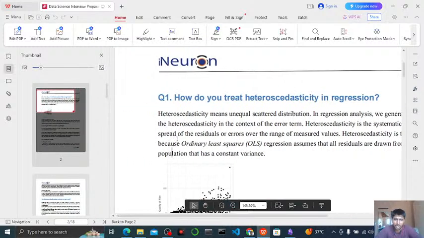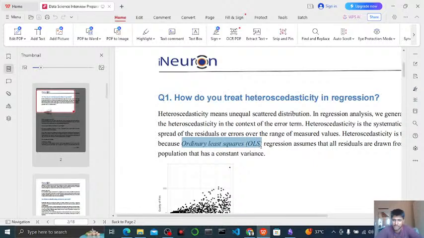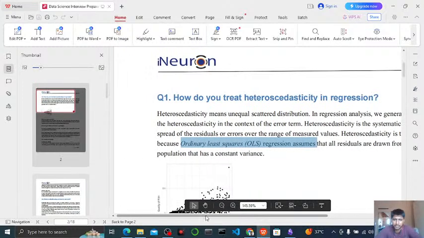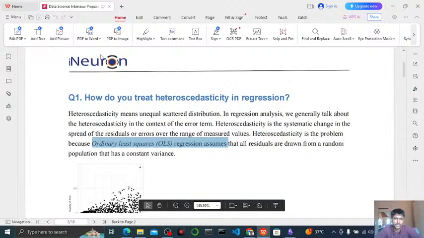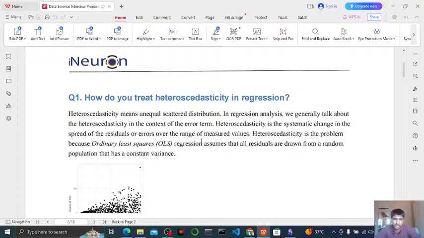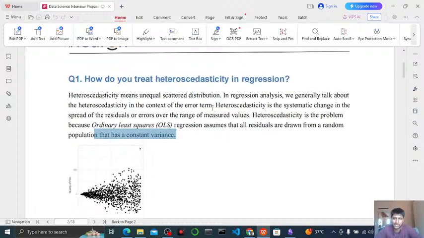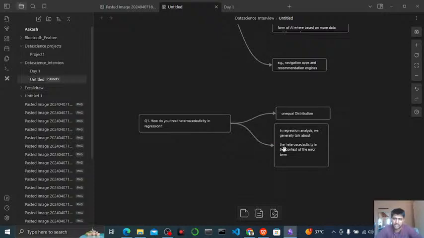It's a problem because ordinary least squares (OLS) assumes that all residuals are drawn from a random population that has a constant variance. Understand it like this: ordinary least squares assumes that all residuals are drawn from a random population that has a constant variance. Heteroscedasticity is a spread of residuals over the range of measured values. Regression generally talks about heteroscedasticity in the context of error terms.